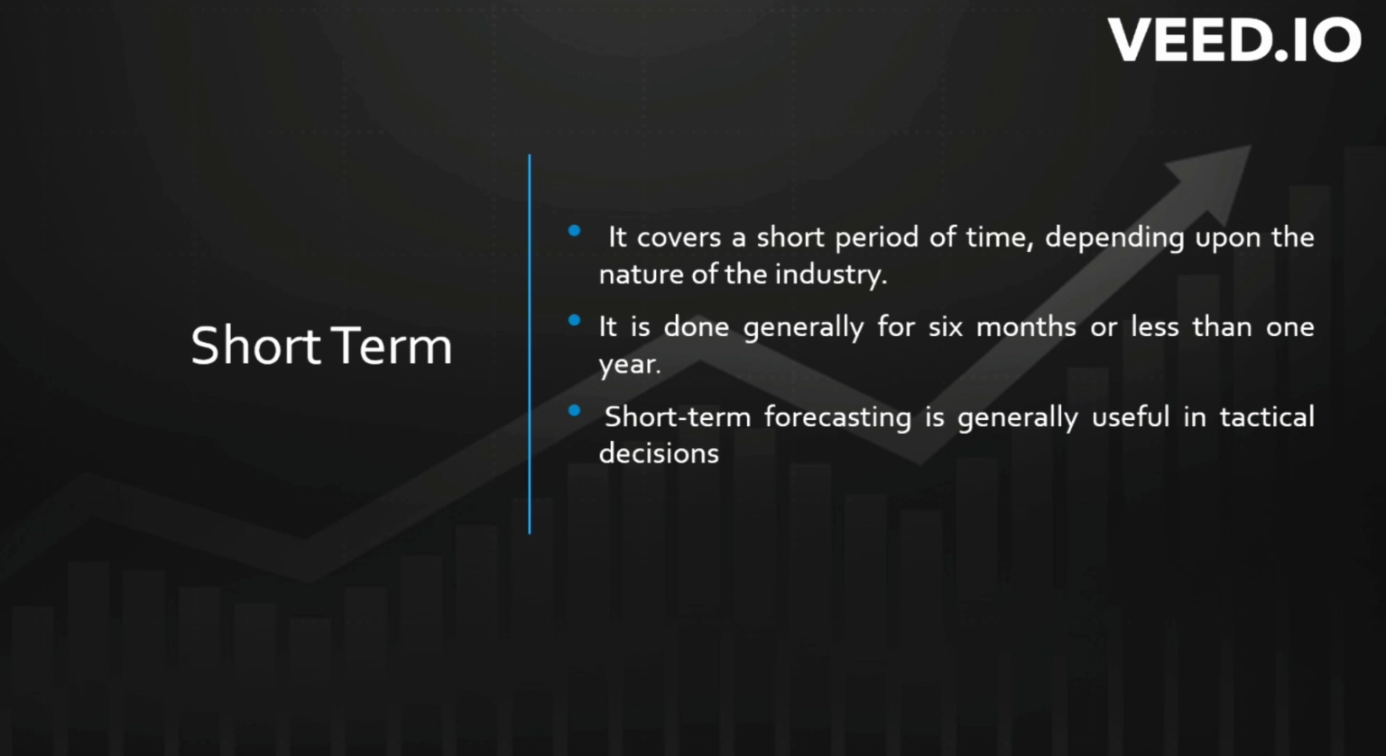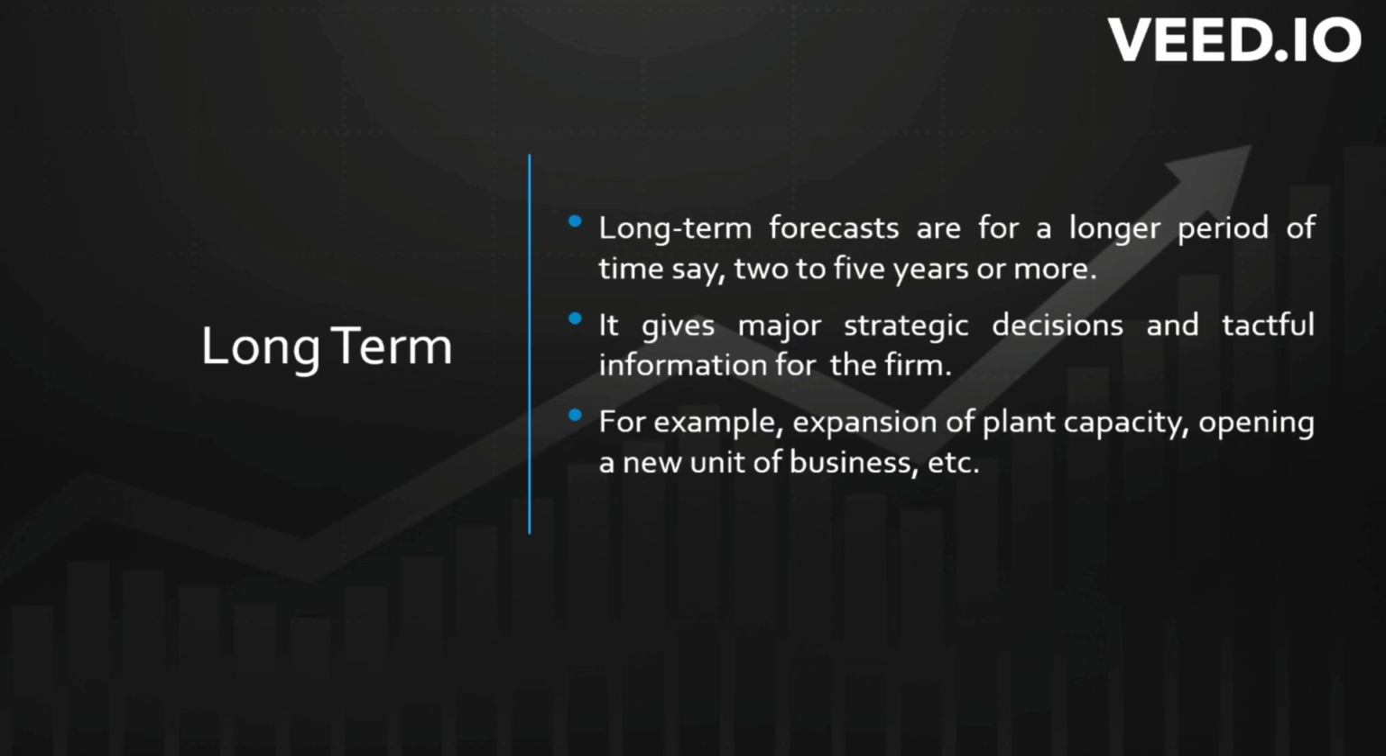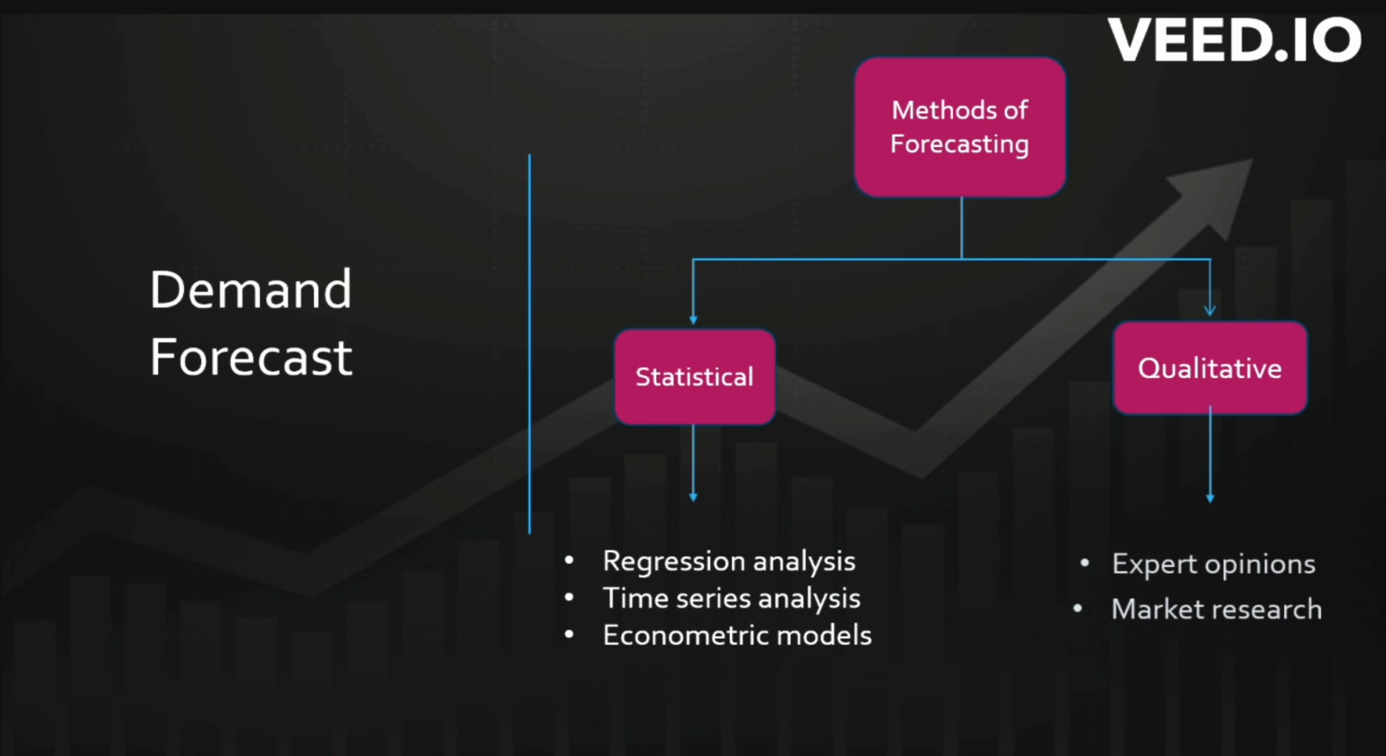Short term forecasting is when we try to make predictions about demand for a product over a short period of time, like 6 months or less than 1 year. This kind of forecasting is useful in making tactical decisions like how much inventory to order. Long term forecasting is when we try to predict demand for a period of more than 1 year. This kind of forecasting is crucial for making strategic decisions like how much to invest in production or marketing.